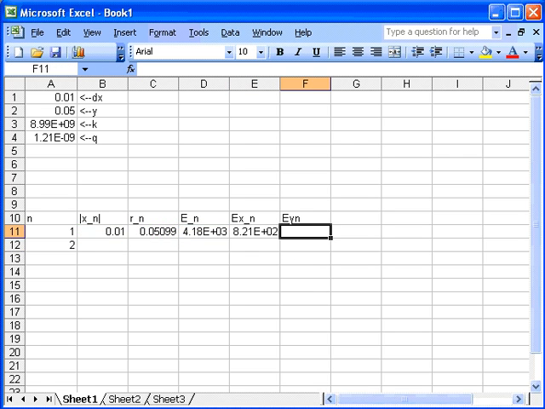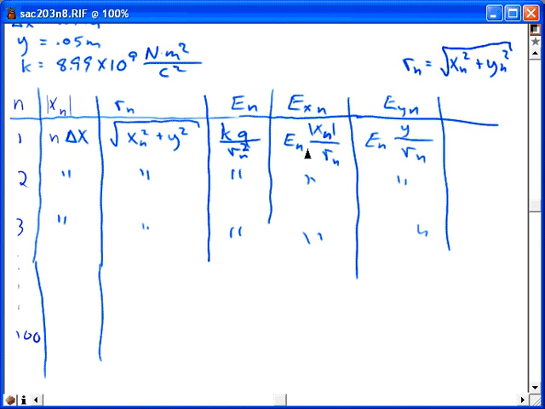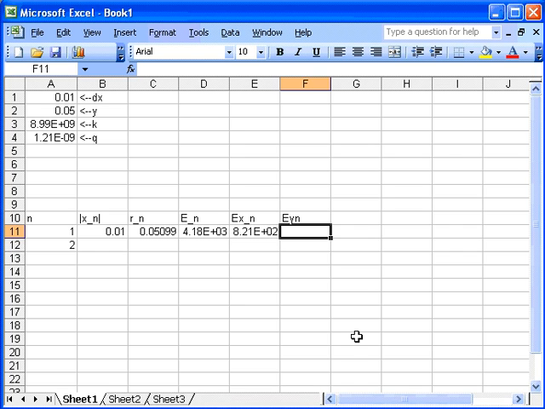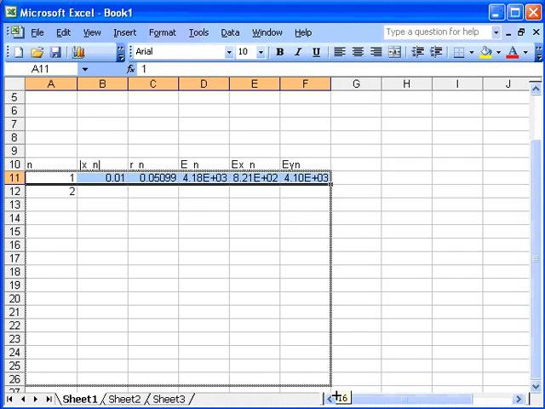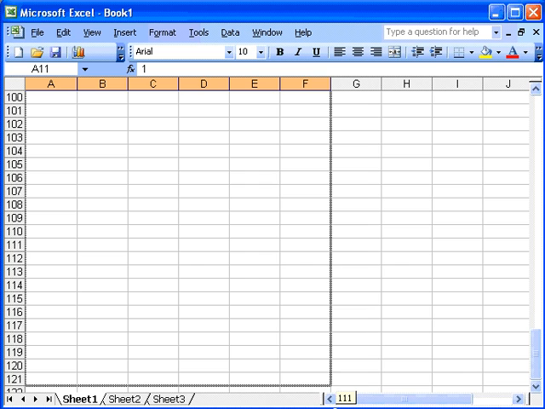Okay. EY, EN times Y over RN equals E magnitude times Y, which is this thing, but I want an absolute addressing, $A$2, slash R sub n. Alright, I think that should do it. Let's try copying this down. Make 100 copies of it.